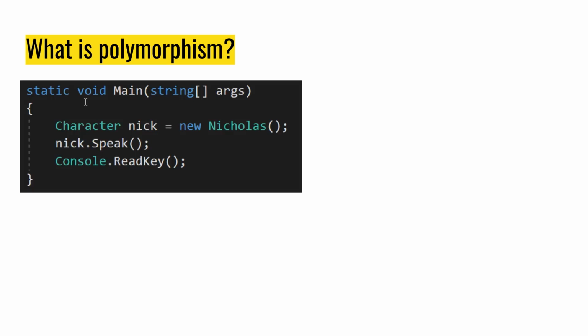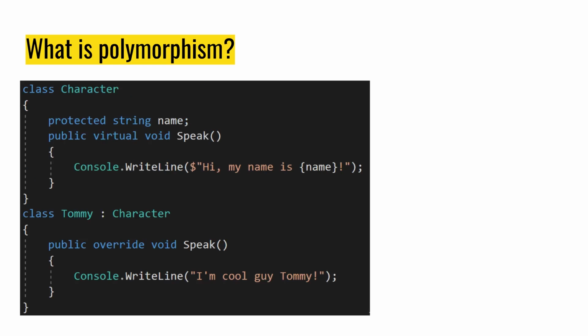So here's the example of character being Nicholas. We wrote this in the last lesson. It makes sense. Character is, or Nicholas is a character. Very simple. That is the basis of polymorphism.